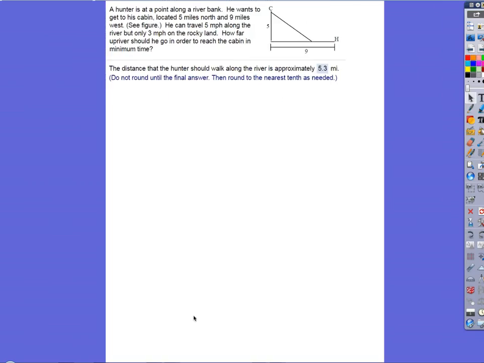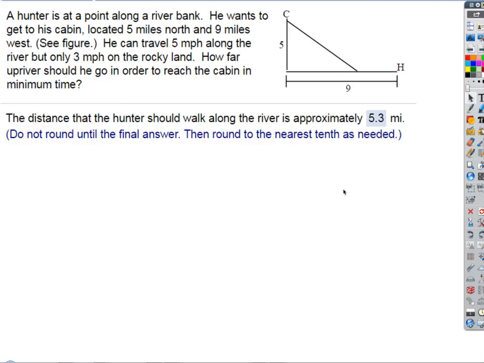Okay, so what about this one? This is really similar to the one we did. It's a little bit easier, but it's similar to the one we did with the boat, right? A hunter is going to a point along a riverbank. He wants to get to his cabin located 5 miles north and 9 miles west. So we got the picture here, right?